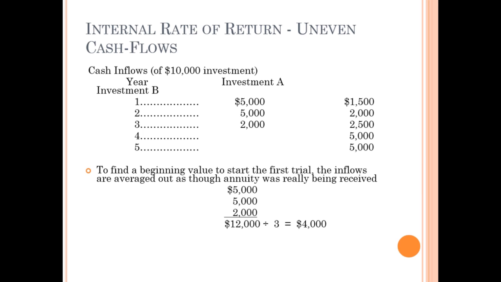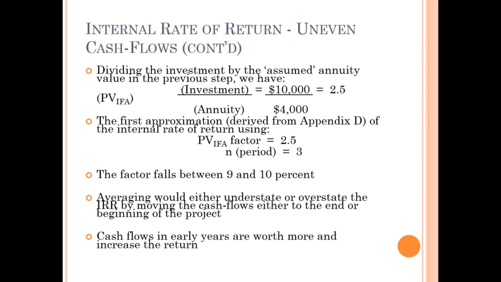There's another example showing investments B and A. Find a beginning value and start the first trial, where inflows are averaged out as though an annuity were really being received. Dividing the investment by the assumed annuity value from the previous steps, we have 2.5, the first approximation. To derive the internal rate of return using the present value factor of 2.5, periods 3, the factor falls between 9 and 10.